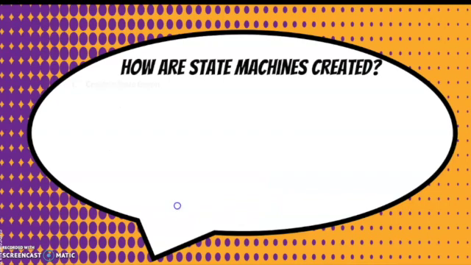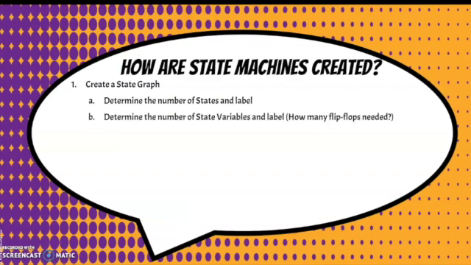So how do we create a state machine? Well, first we have to create something called a state graph, and we're going to take a closer look at what a state graph is in a little bit. But a state graph is used to determine the number of states and label them. It also allows us to determine the number of state variables and how we would label them. So basically, how many flip-flops do we need? We can then label the outputs and encode the outputs to states. When we're talking about encoding, that's where we have to do some number conversions, typically from base 10 to base 2.